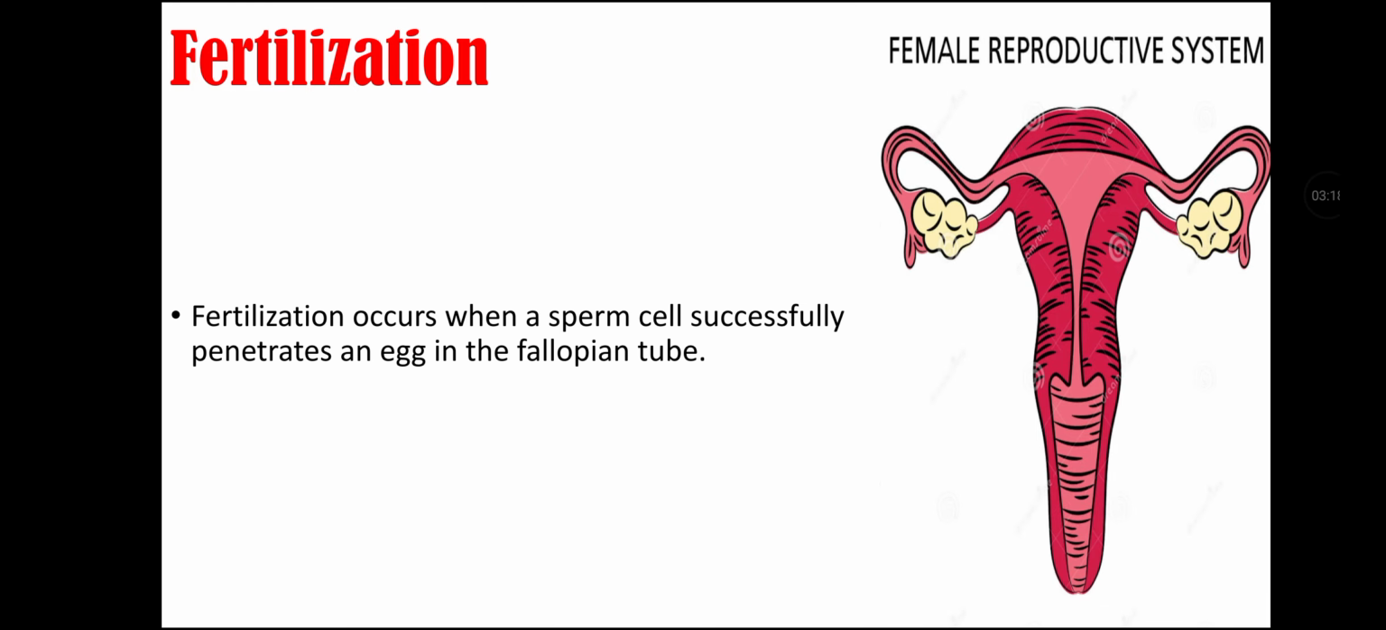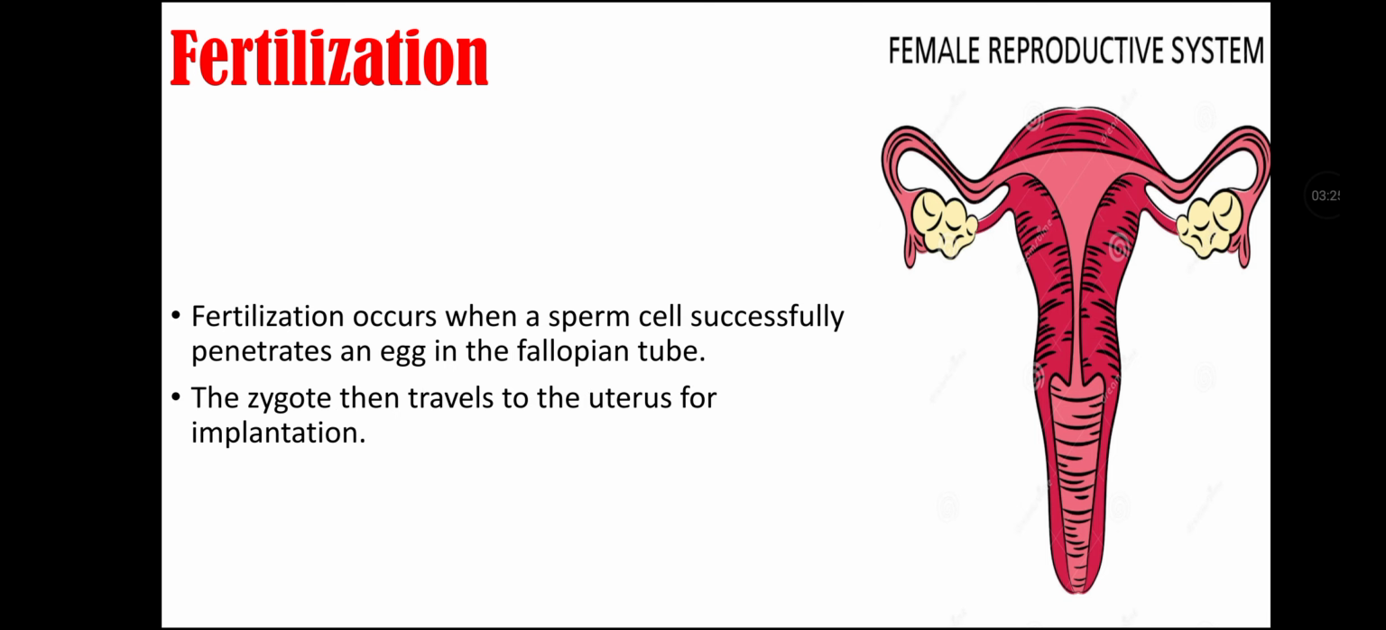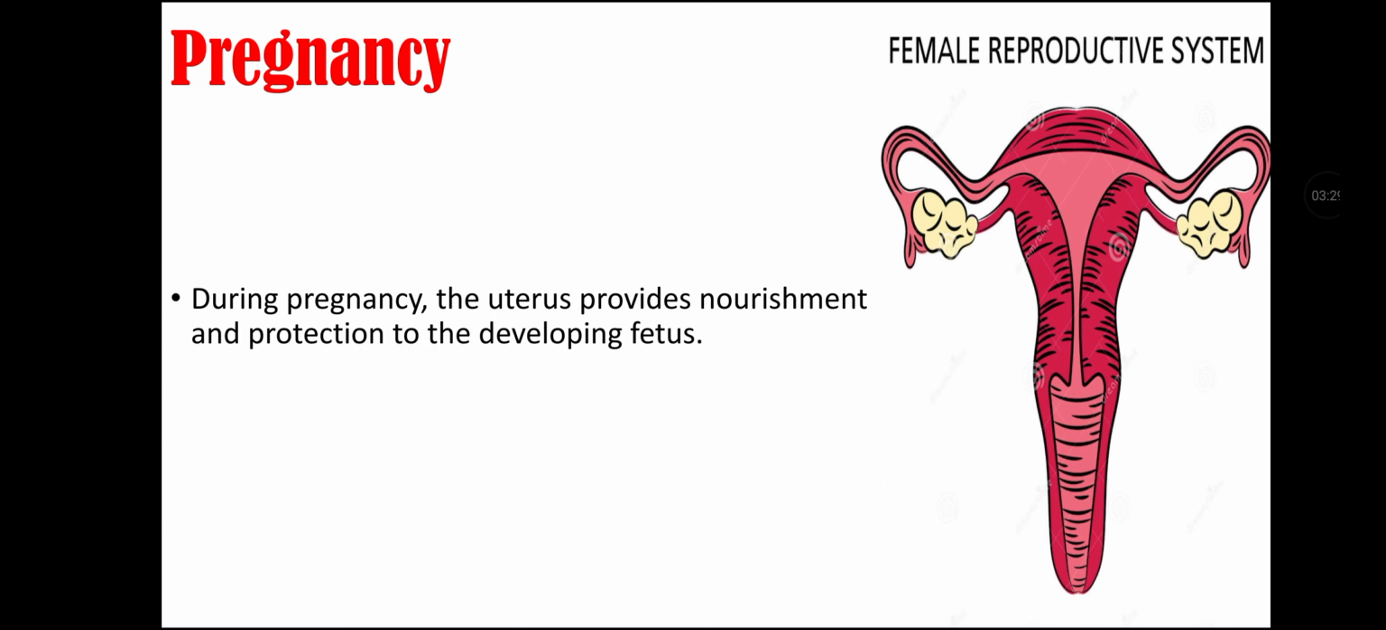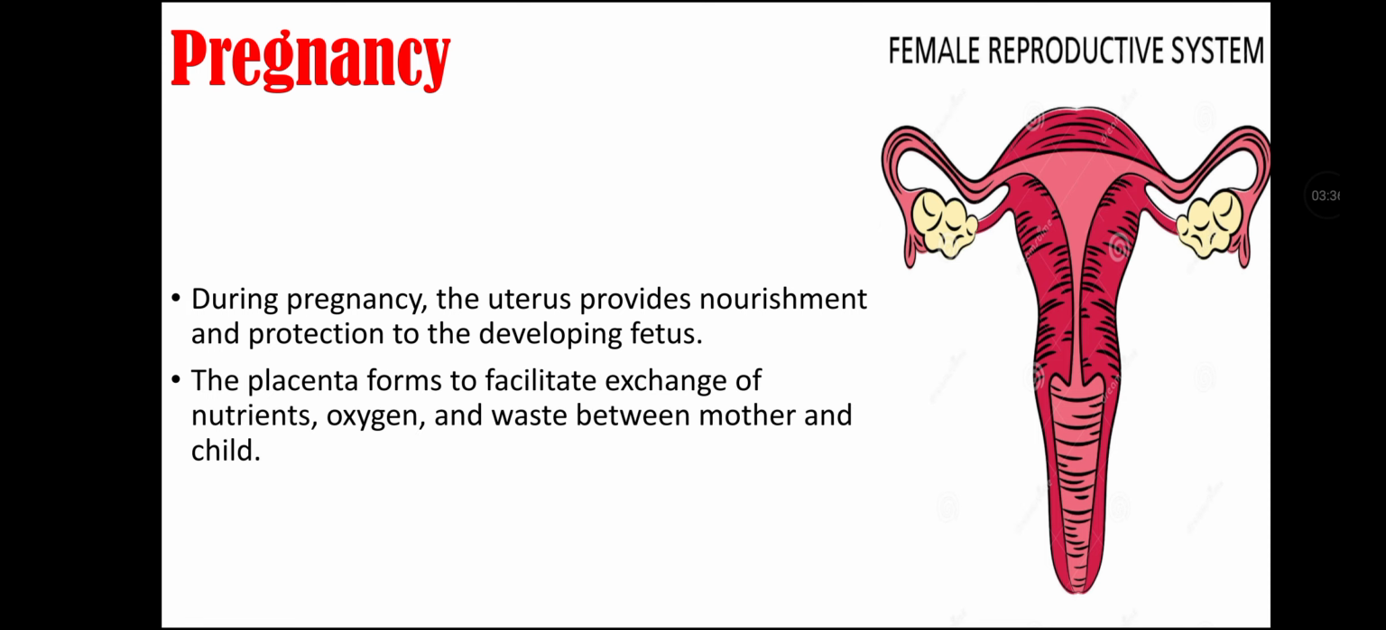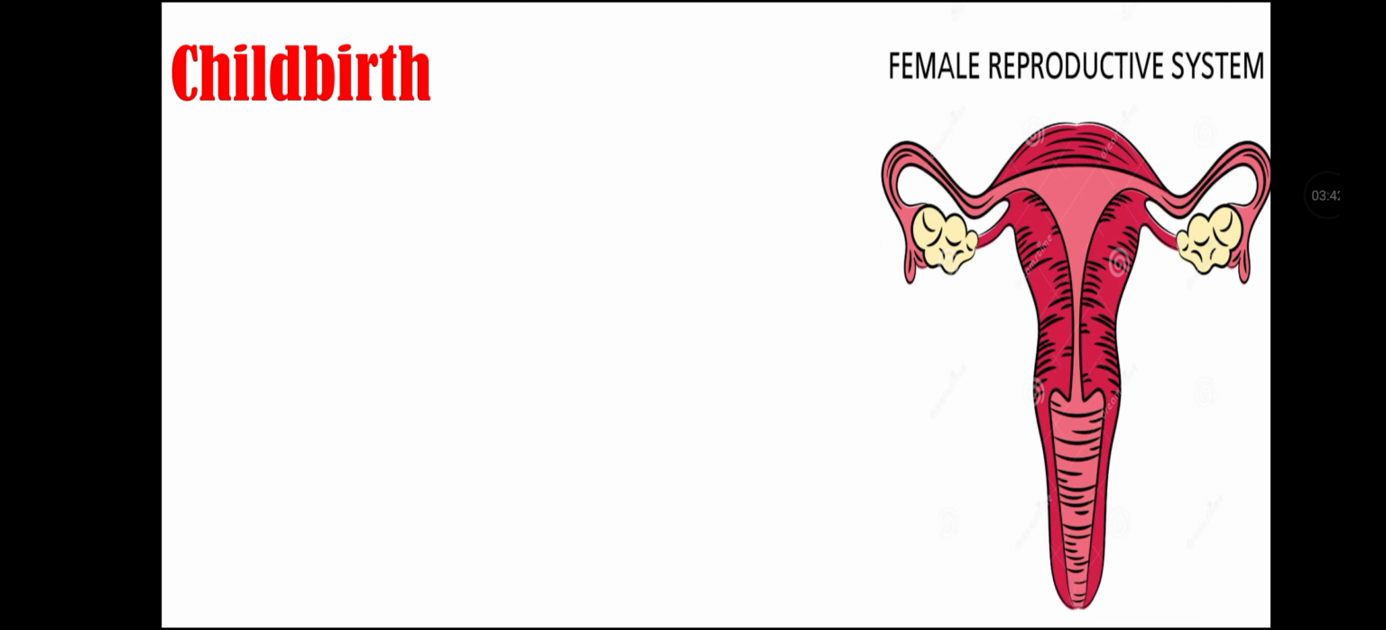Fertilization. Fertilization occurs when sperm cells successfully penetrate an egg in the fallopian tube. The zygote then travels to the uterus for implantation. Pregnancy. During pregnancy, the uterus provides nourishment and protection to the developing fetus. Placenta forms to facilitate exchange of nutrients, oxygen, and waste between mother and child.